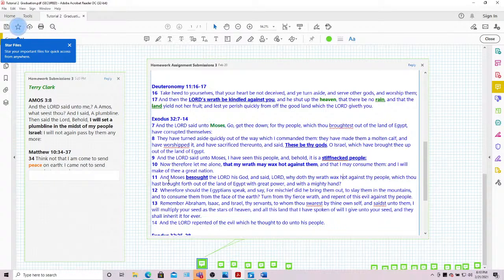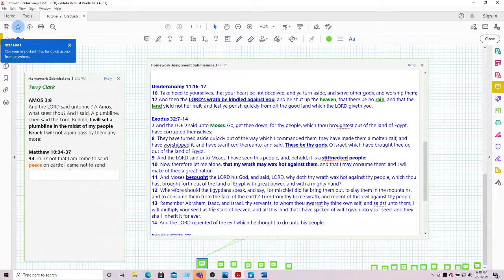So we have in verse 11, "And Moses besought the Lord his God, and said, Lord, why doeth thy wrath wax hot against thy people, which thou hast brought forth out of the land of Egypt with great power and with a mighty hand? Wherefore should the Egyptians speak and say, For mischief did he bring them out, to slay them in the mountains, and to consume them from the face of the earth? Turn from thy fierce wrath, and repent of this evil against thy people.